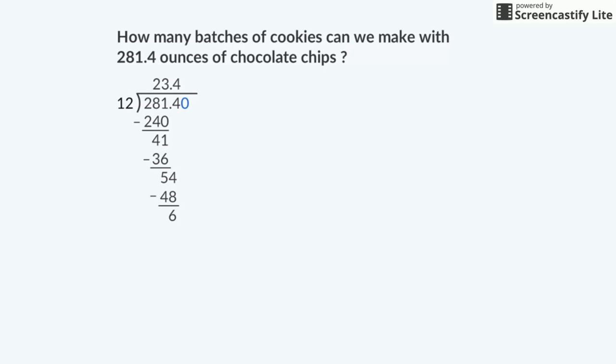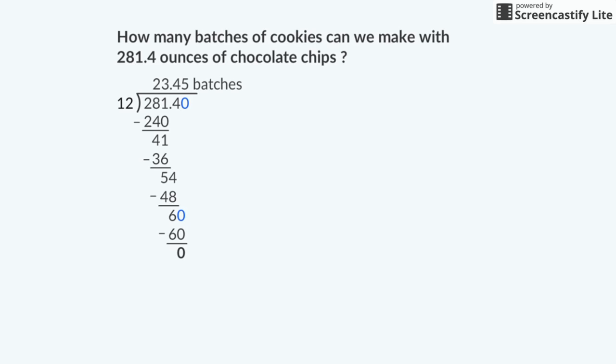I then add a 0 next to the 4 in the dividend, which does not change either number, and I bring that down next to the 6. Since 12 goes into 60 5 times, we write a 5 over the 0, and there is no remainder. I have enough chocolate chips to make 23.45 batches of cookies.